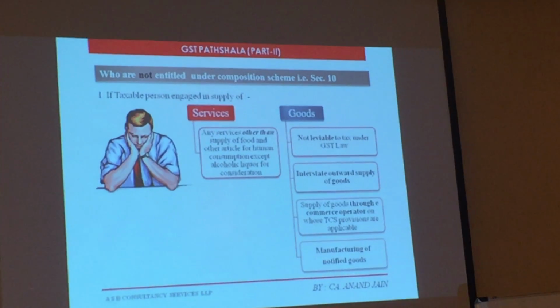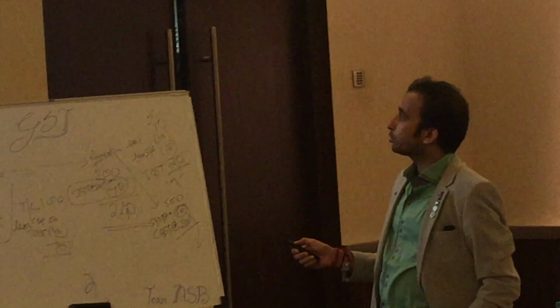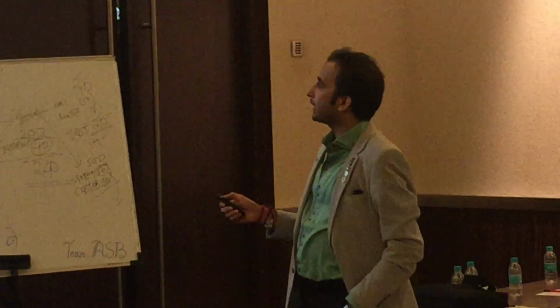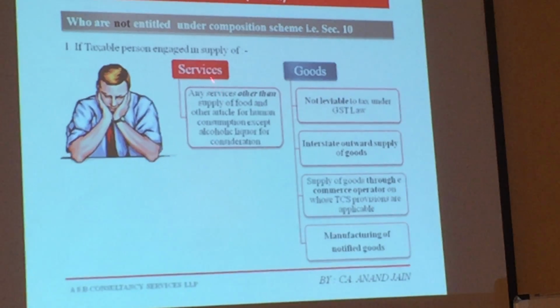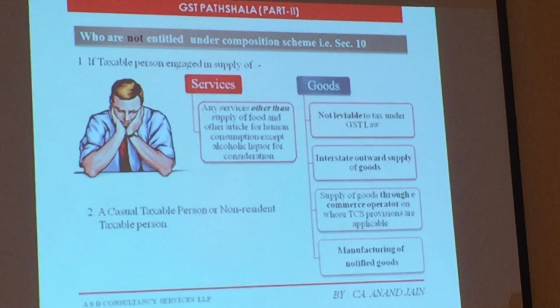This is main important. Who are not entitled to the composition scheme? In case of a service provider, all service providers are not eligible for the composition scheme except restaurant-based business. In terms of those who are dealing in goods, those who are doing interstate outward supply of goods are not eligible for the composition scheme. Only within the state people can take the benefit of it. Manufacturers of notified goods, few people have notified manufacturing goods also, for that the composition scheme is not applicable.